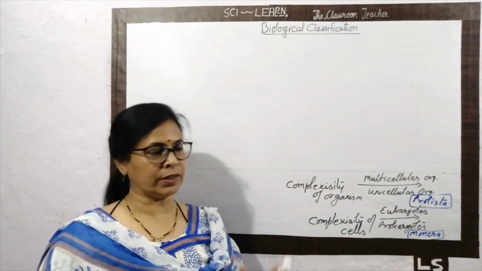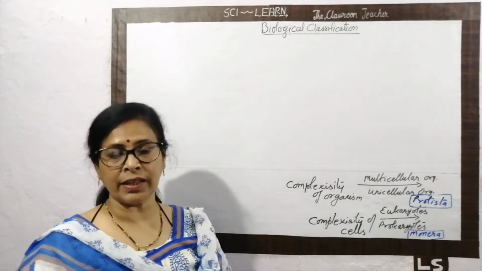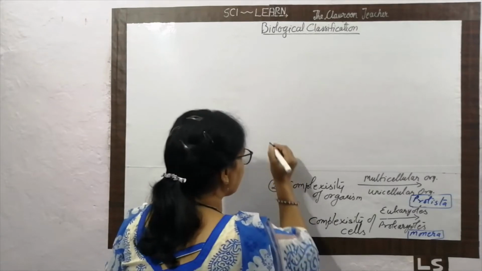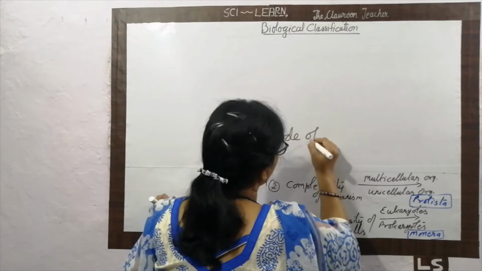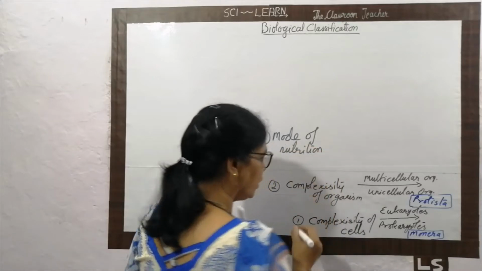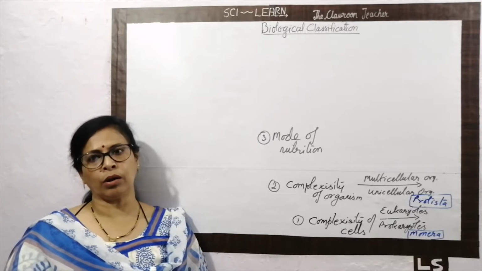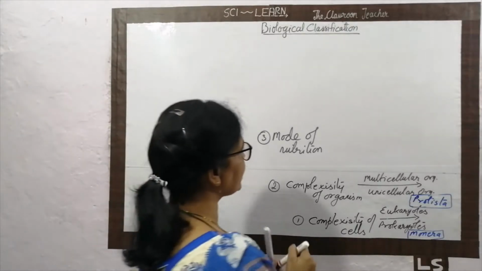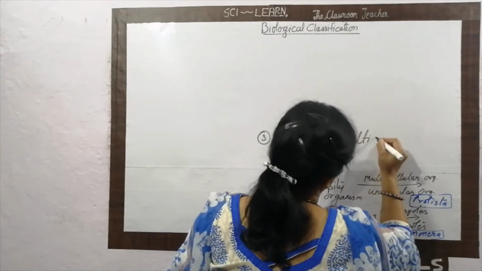Then this character is going on according to the cell complexity, then the organism complexity, then the mode of nutrition. What is the third character? This is the first, this is the second, and this is the third. What is the third? That is the mode of nutrition. On the basis of the mode of nutrition, here only the multicellular organisms are included. Multicellular, not the unicellular, only the multicellular are here.